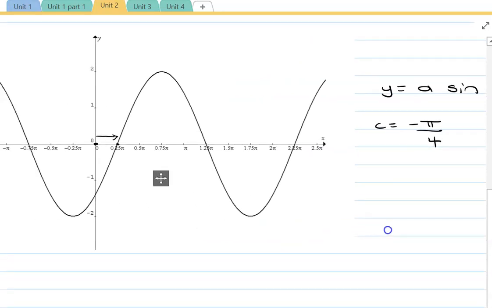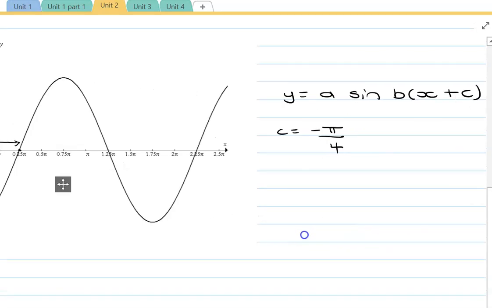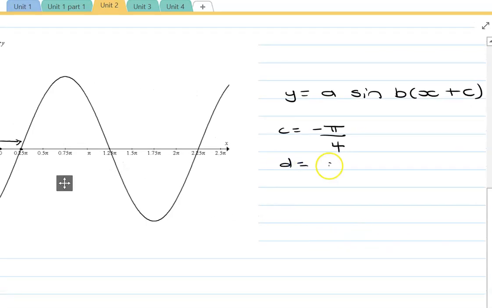Alright, let's have a look at the amplitude. The amplitude, remember, is from the maximum to the minimum, and obviously we need to find the equilibrium position. Well, the maximum point is 2, and the minimum point is minus 2. That means the amplitude is 2, and the equilibrium position is the x-axis. So therefore, the graph has not shifted vertically up and down, so the value of d is 0, and we can say the amplitude is 2.